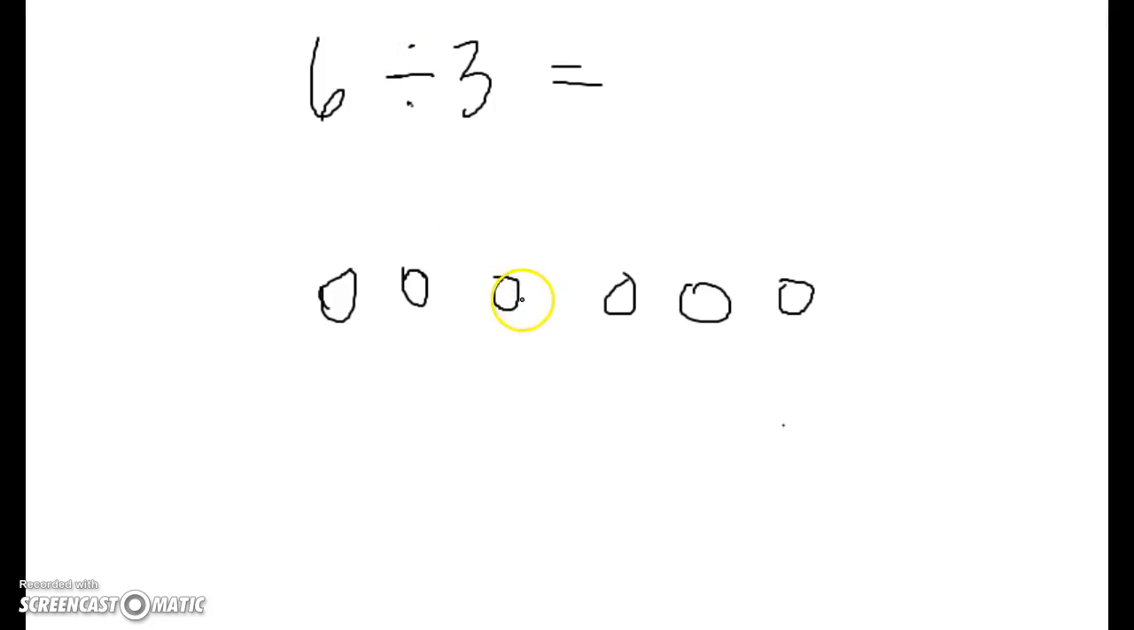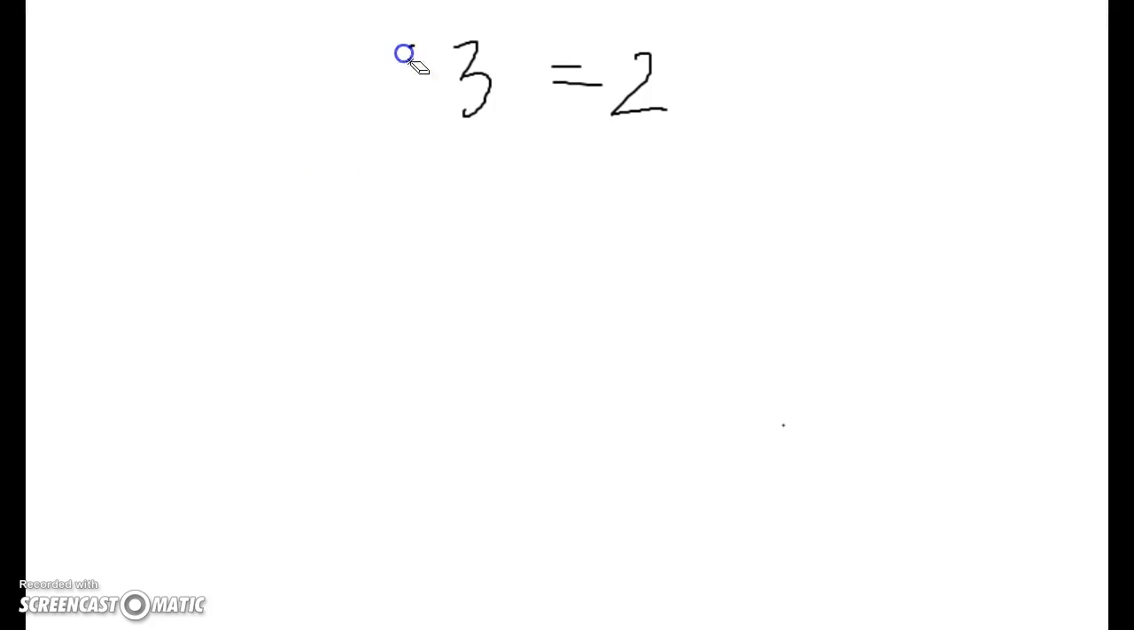Okay? For us, it was really easy because I'd say, let's say we have 6 cookies, and I'm going to give that to 3 of you. How many cookies does each person get? Divide it into 3 groups, and each person gets 2 cookies. 6 divided by 3 is 2. They can see it.